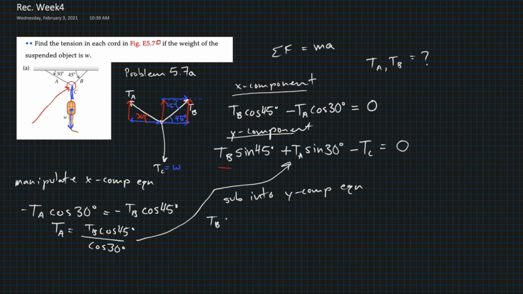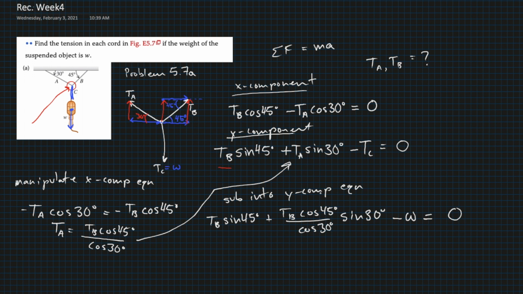So let me write this out real quick. I still have that tension B sine of 45 degrees from my y component equation. And then I have plus tension A, but I'm substituting in that value. So I've got tension B cosine 45 degrees divided by cosine 30 degrees. That was my tension A, and now I'm just substituting in this new expression for it. That sine of 30 degrees is still there, and then minus tension C, but I'm going to replace it with the value that we know tension C is, which is W. Remember, we decided that's what tension C was. And all of this is still equal to 0.